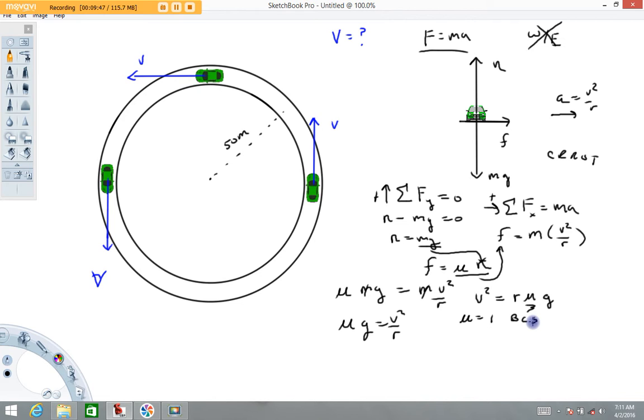I get about 22.1 meters per second for this. So what I'm doing is I put 50 meters here, 1 here, 9.8 here, and then square root it, and I got approximately 22 meters per second out of this example.